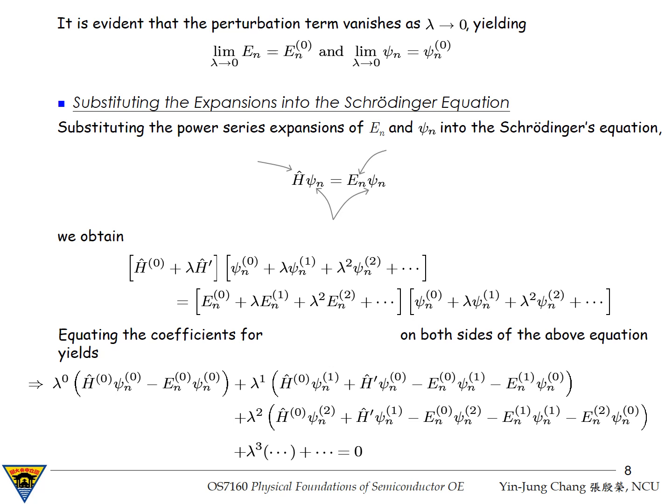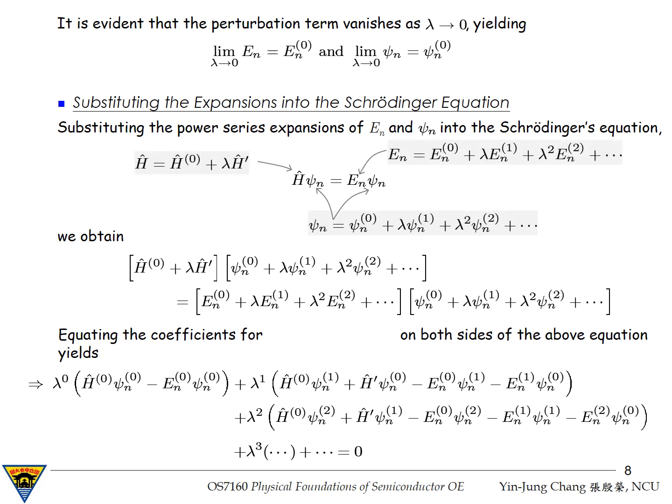Now we carry out the key algebraic step. We substitute the power series expansion of E sub n and psi sub n into the Schrödinger equation. We obtain the equation shown here. Equating the coefficients for lambda to the 0th power, lambda, lambda squared, lambda cubed, and so on, on both sides of the above equation, we get the last equation shown on this page.